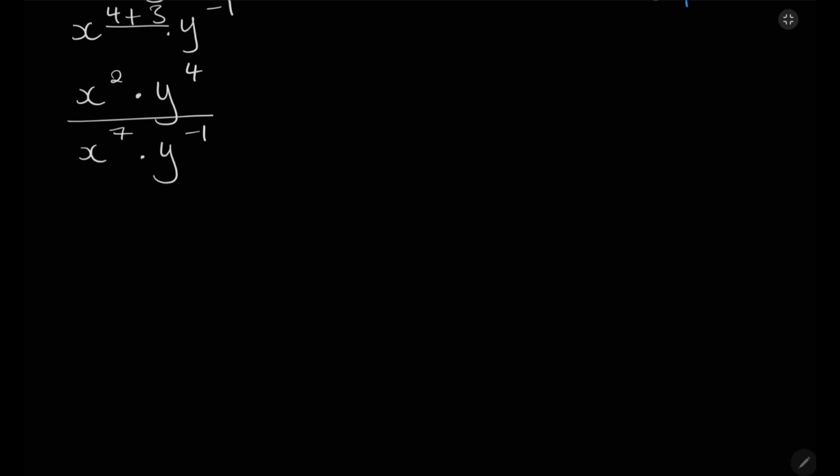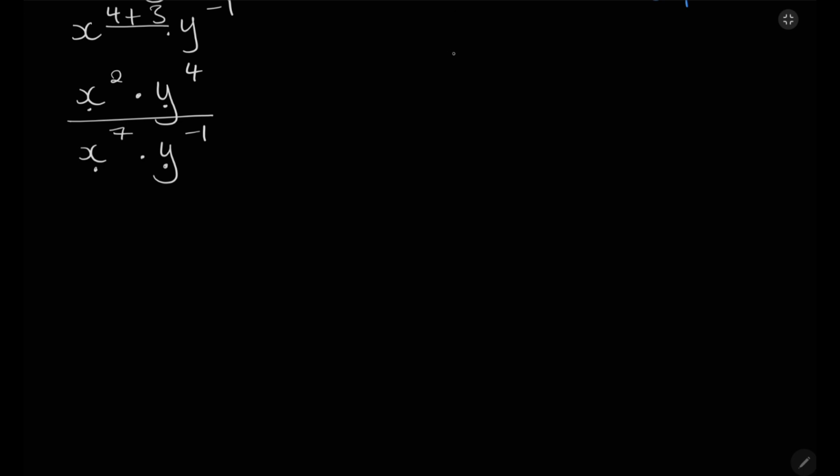You have x squared times y to the power 4. We don't have any similar bases, so we can't really solve anything there. Then x to the power 7 times y to the power -1. You don't have any common bases. So we can try to look at the fraction as a whole. We can go across. We have x to the power 2 and x to the power 7. Then y to the power 4 and y to the power -1.